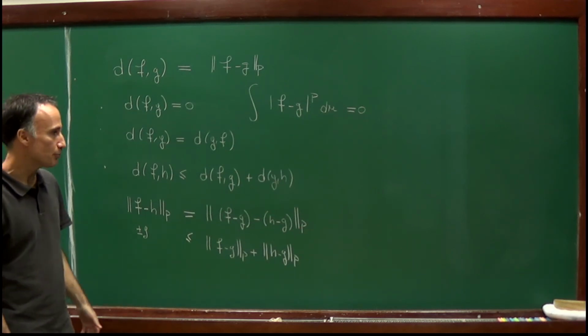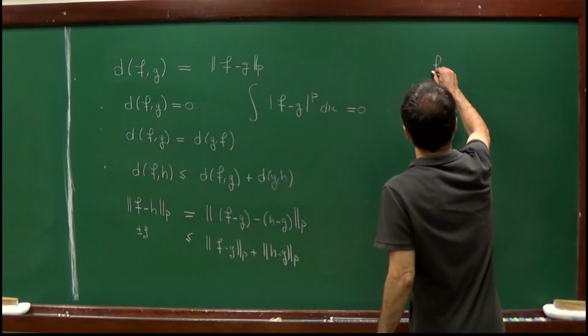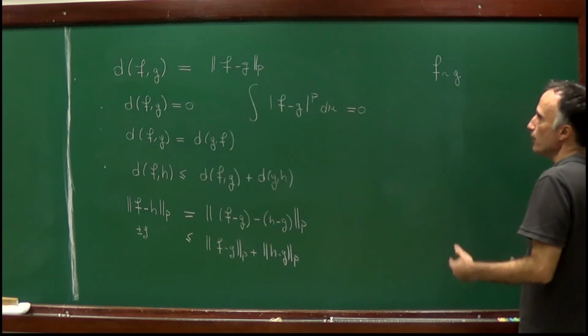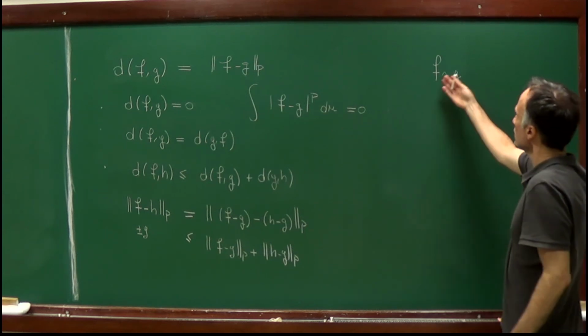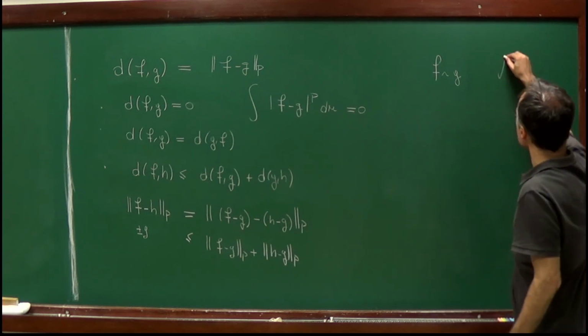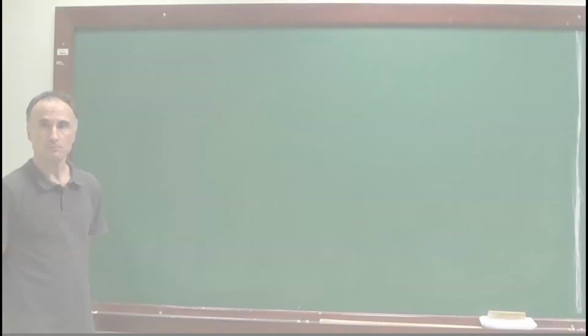Just note here that in the space L^p, two functions which are equivalent are considered to be equal. L^p is in fact defined on M, the space of equivalence classes.